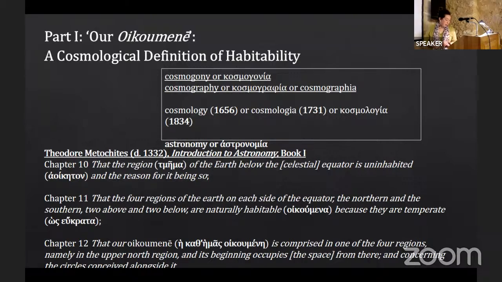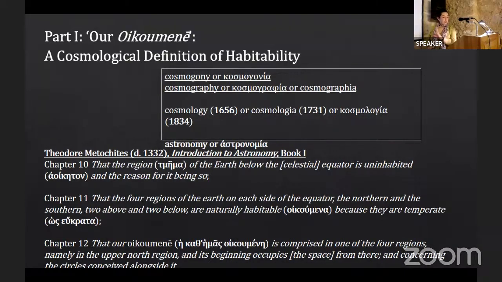Now, the Oikoumenē is the subject of 3 chapters of book 1 of this textbook. You can see them here in the lower half of the slide. The first one, chapter 10, is titled: that the region, Tmima, of the Earth below the celestial equator is uninhabited, akatoikēton, and the reason for it being so. And I have to say here that this discussion of habitability and inhabitability of certain zones, especially the torrid zone below the equator, was an ancient one. It's not just a medieval phenomenon. And there were various opinions, so there was no consensus in the ancient literature they knew.